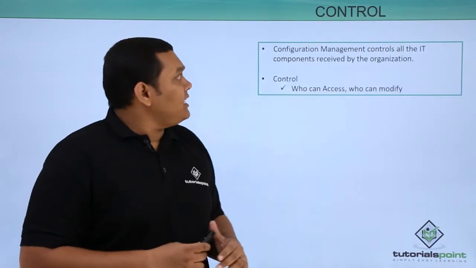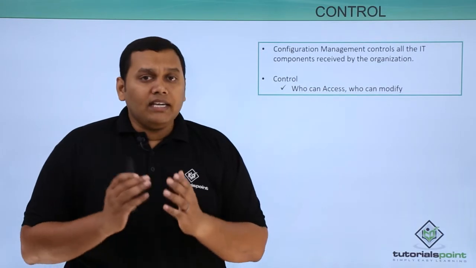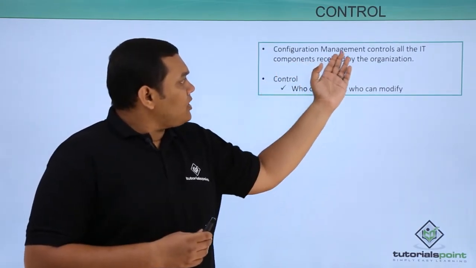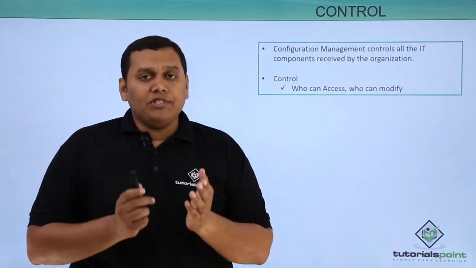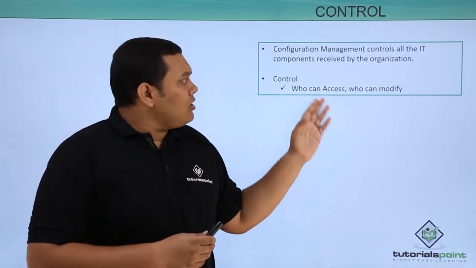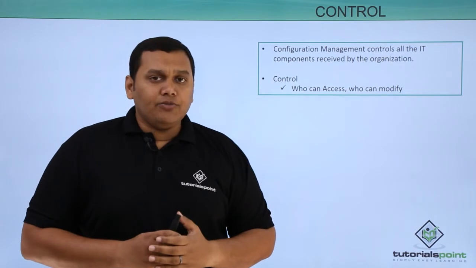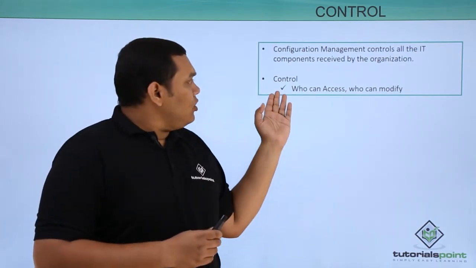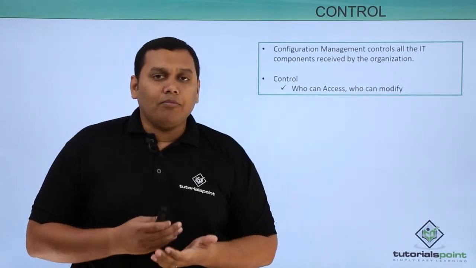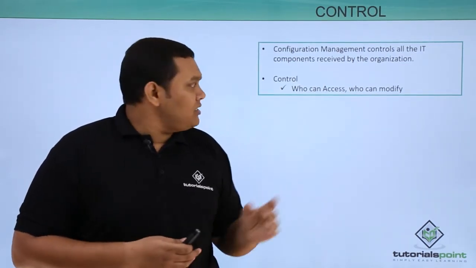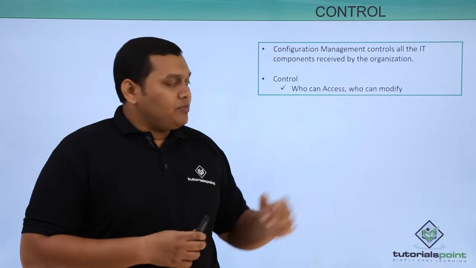The next activity is control. So, in control we can see configuration management controls all the IT components received by the organization. That means the configuration management system controls all the IT components received by the organization and also controls who can access it and who can modify it. That means about the write access and read access to the configuration management system.